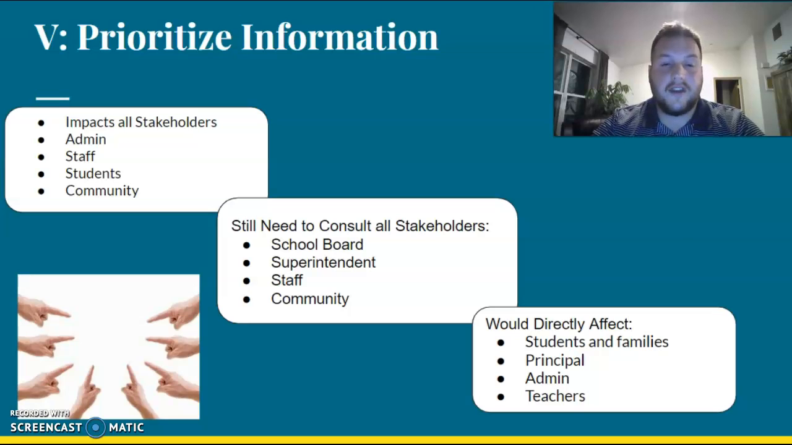It's crucial to understand that it impacts all stakeholders. Admin, staff, students, and community will all play a role in this. Stakeholders that would still need to be consulted by Kim or myself in this situation are the school board, the superintendent, the staff, and the community.